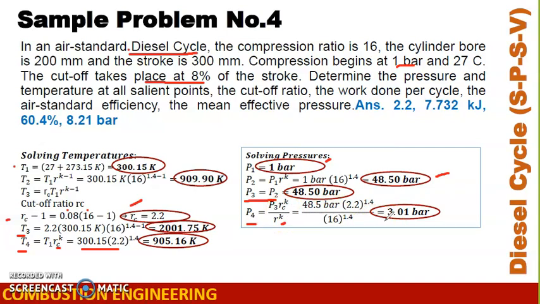One way of checking is that the maximum temperature should be at T3 and the maximum pressure should be at T3 and T2. Lowest at point 1. So that's correct.